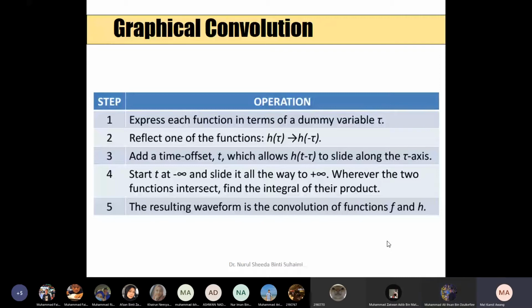So h is the moving window. Then start t at minus infinity and slide it all the way to t equal to plus infinity. Wherever the two functions interact, find the integration of their product. So you multiply. Then the resulting waveform is the convolution of the functions f and h.